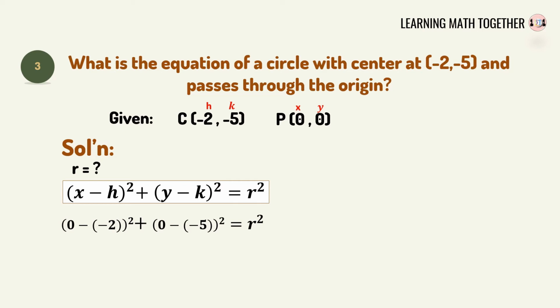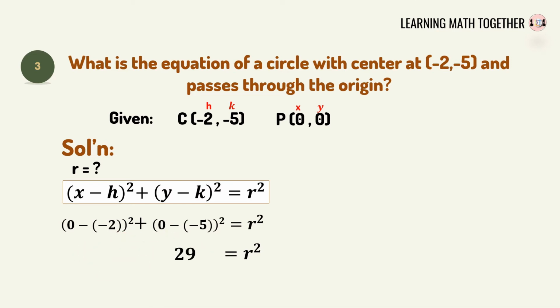Let us simplify this one further. 0 - (-2), that is simply +2. And then if we square +2, that is equal to +4. Copy plus sign, and then 0 - (-5), that is equal to +5. And then if we square +5, that is equal to +25. Then just copy r². Let us combine 4 + 25, that is equal to 29.